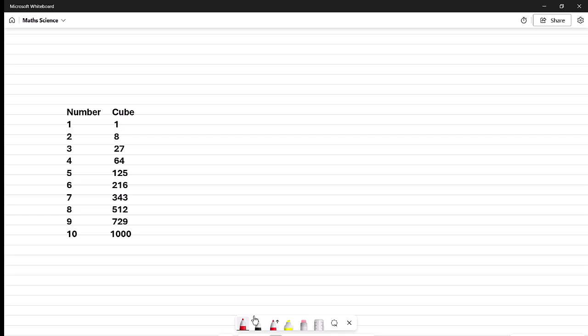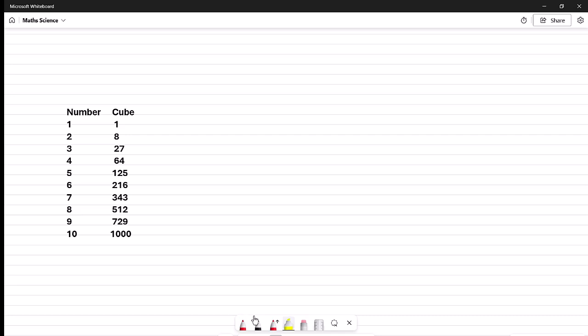Okay, now to find the cube root of a number, you need to memorize the cubes of numbers from 1 to 10. So 1 cubed will be just 1, because 1 times 1 times 1 is just 1. And then 2 cubed would be 8, because 2 times 2 times 2 is 8. So you just need to remember these numbers so you can do the cube roots of numbers in your head as well.